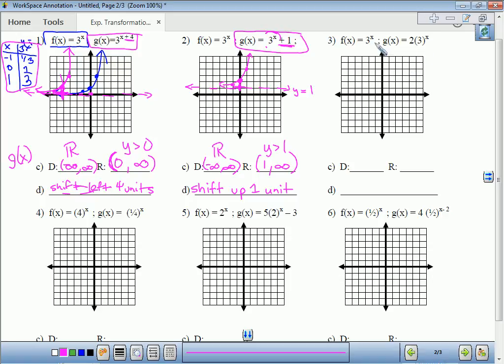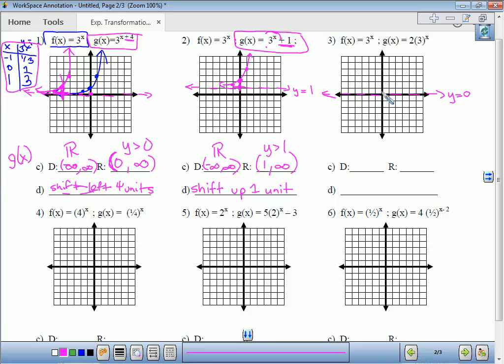Alright, so number 3 is the same function, f of x equals 3 to the x. So our parent graph is the same again. But this time we have this 2 out in front. And that 2 out in front causes a vertical stretch, because this number is bigger than 1. There's nothing added or subtracted to our x, so there's no shifting left, right, up, or down. That asymptote doesn't move. The asymptote is still at y equals 0.